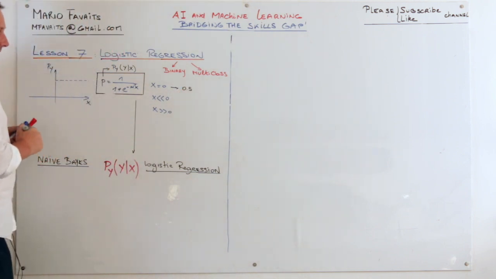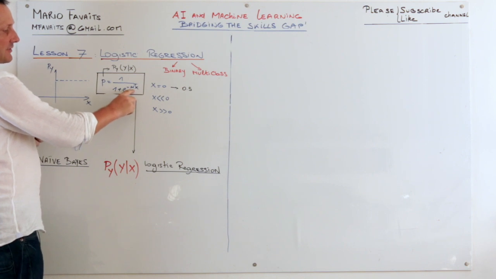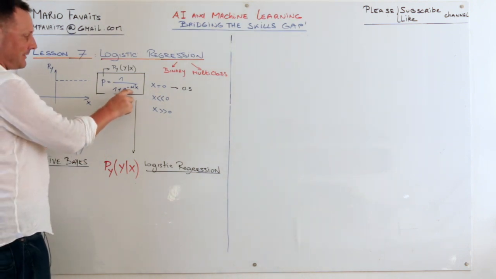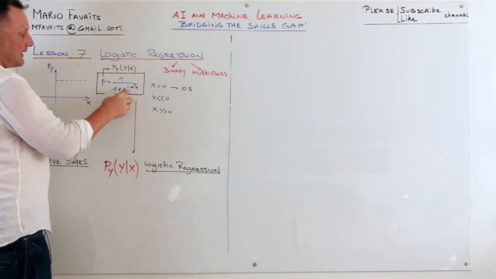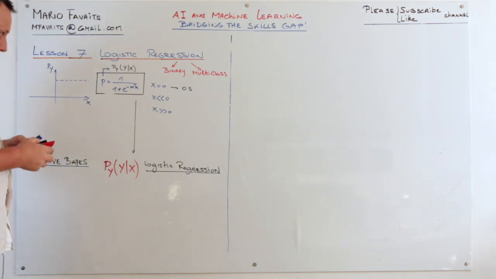If x is very small, then this term here will be very big. So if x is negative, this term will be very big, and it will draw this thing to 0.